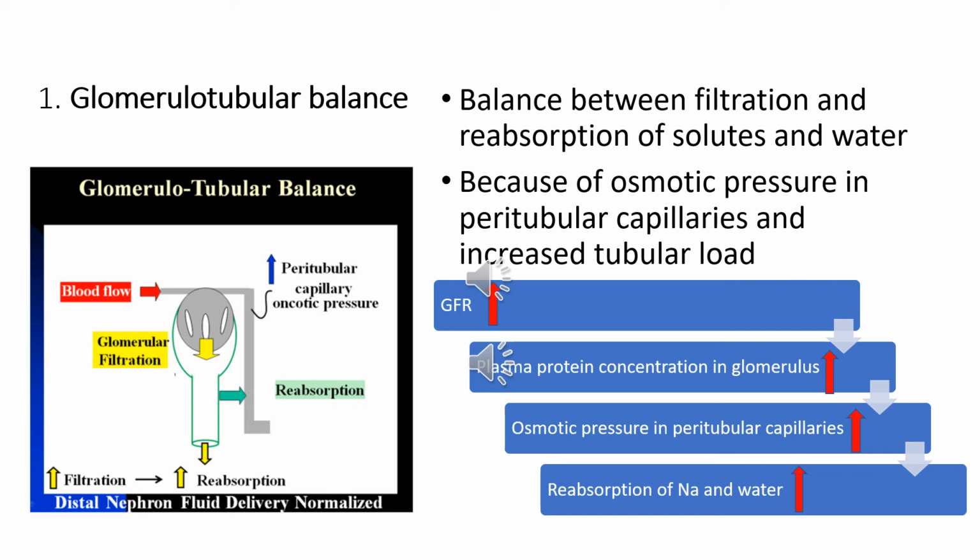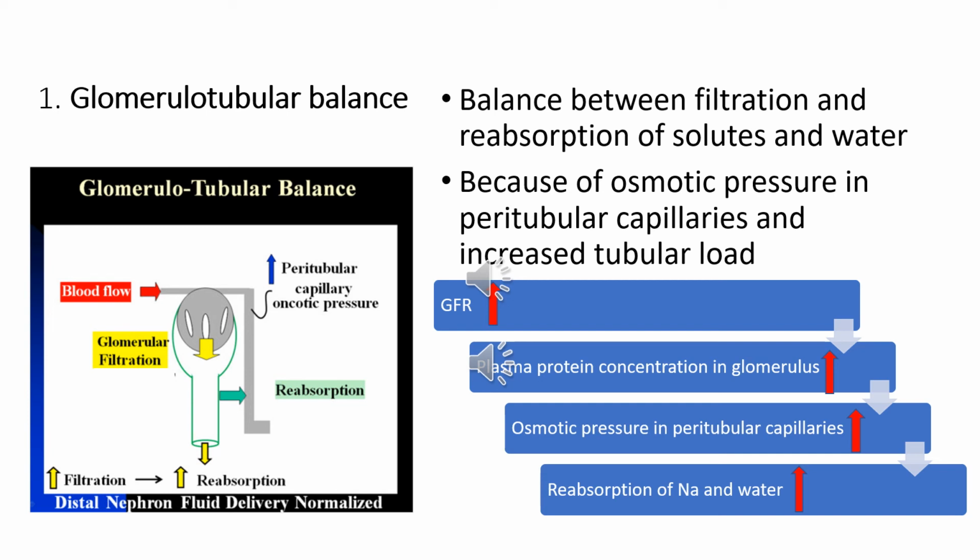See, when the glomerular filtration rate increases, more amount of plasma proteins will accumulate in the glomerulus. So this results in increase in osmotic pressure in the blood, and when it reaches the efferent arteriole, there will be higher osmotic pressure, and by the time it reaches the peritubular capillaries, it will further increase. So the elevated osmotic pressure in the peritubular capillaries increases reabsorption of sodium and water from the renal tubules into the blood.